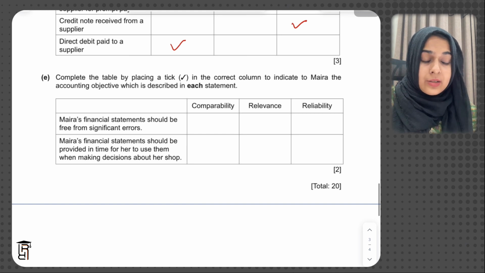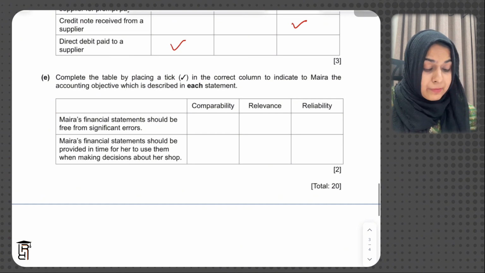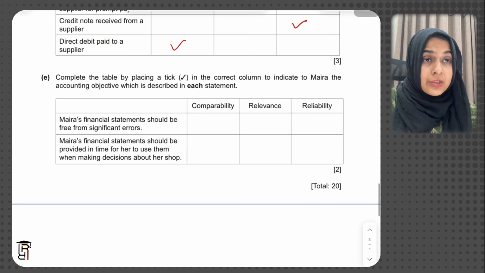Okay, in the last part, they're talking about accounting objectives, and accounting objectives is also a very small part of the whole syllabus. It says complete the table by placing a tick in the correct column to indicate to Myra the accounting objective which is described in each statement. So Myra's financial statements should be free from significant errors. So that means Myra's financial statements should be reliable. If there are no significant errors in the financial statements, that means whatever information is presented to us is more reliable, is more accurate.